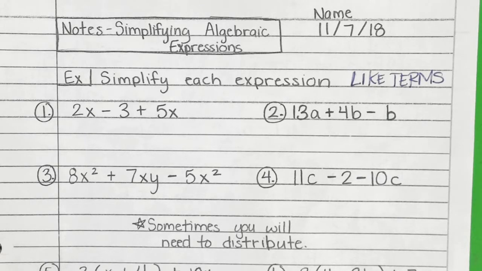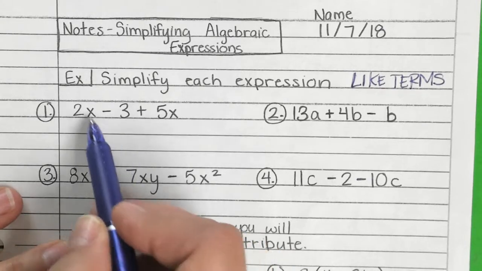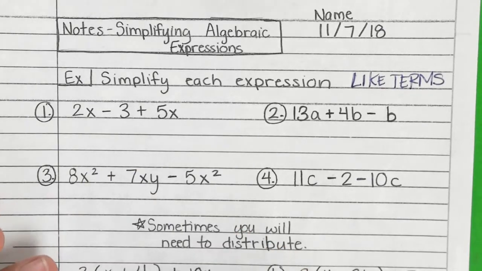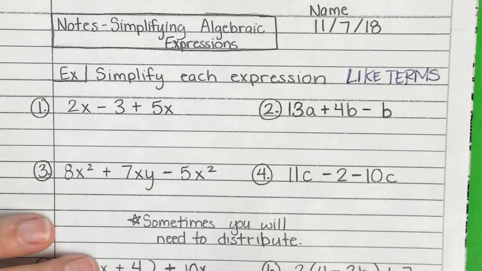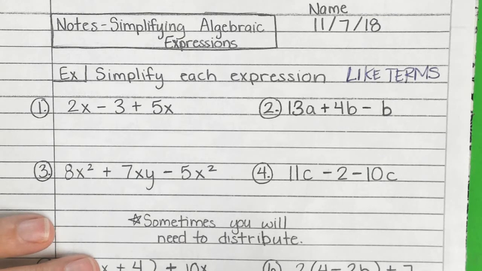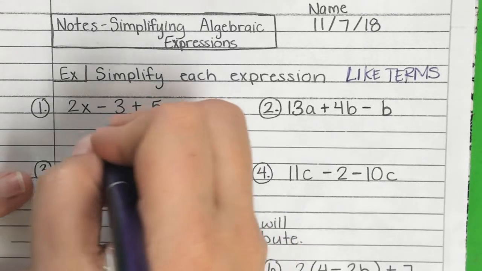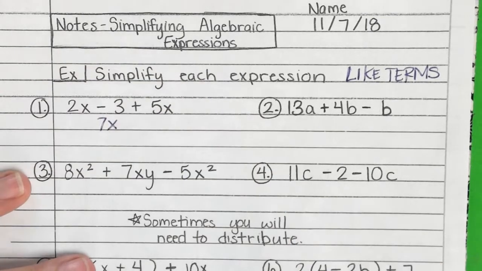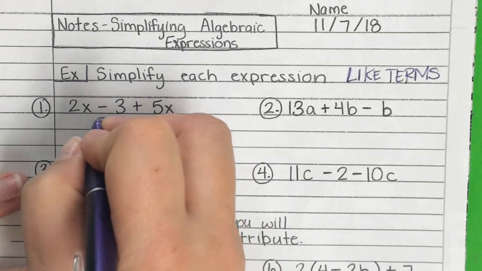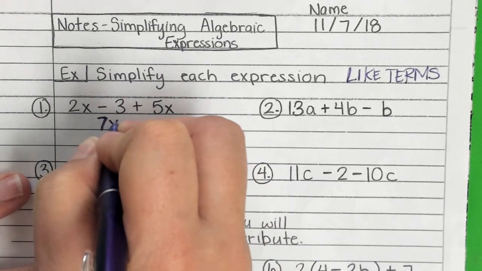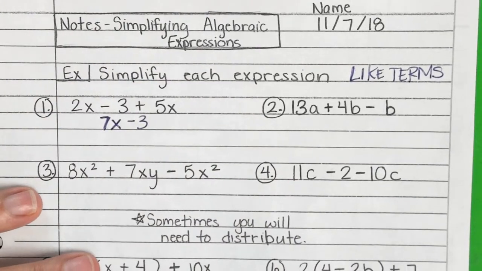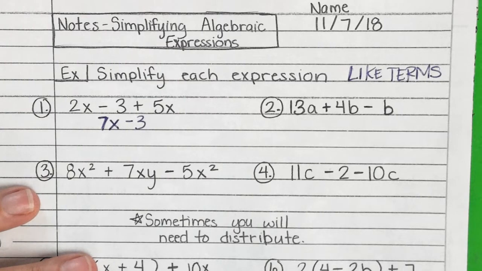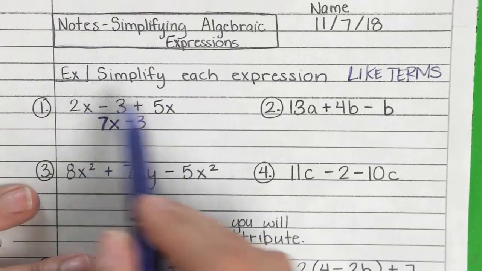Okay? So let's look at this. Do we have any like terms in this expression? I do. I've got 2x and 5x. Can I combine those? Sure can. It will make 7x. So I can combine those two. Do I have anything else I can combine with my whole number? So if we were to simplify that expression, it would turn into 7x minus 3, because I can combine my like terms.